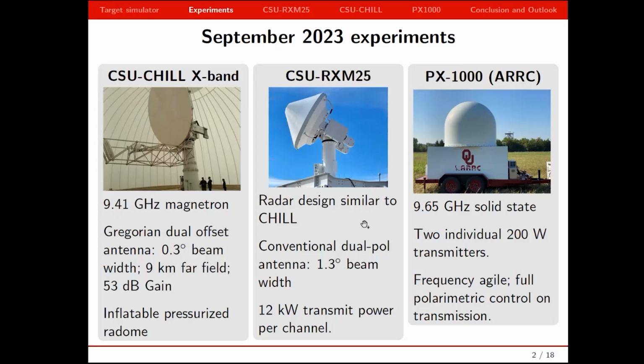Also at the Chill radar facility, there was the RX-725 radar, which is a similar design to Chill. It has the same signal processor and same transmitter, but it's a conventional dual pole antenna. The third radar we were investigating was the Peaks 1000 from the Advanced Radar Research Center of the University of Oklahoma. It's a solid-state radar that uses two individual 200-watt transmitters. Because of this unique transmitter design, it's very frequency agile, and you have full polarimetric control on the transmitted waves, and this will be used for the determination of the differential phase on transmission.